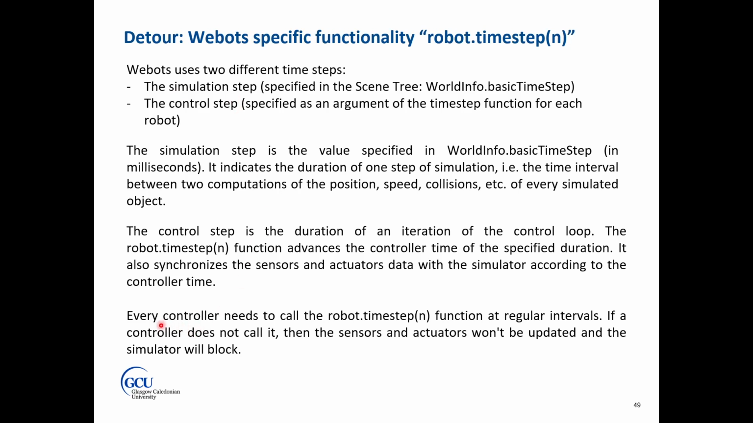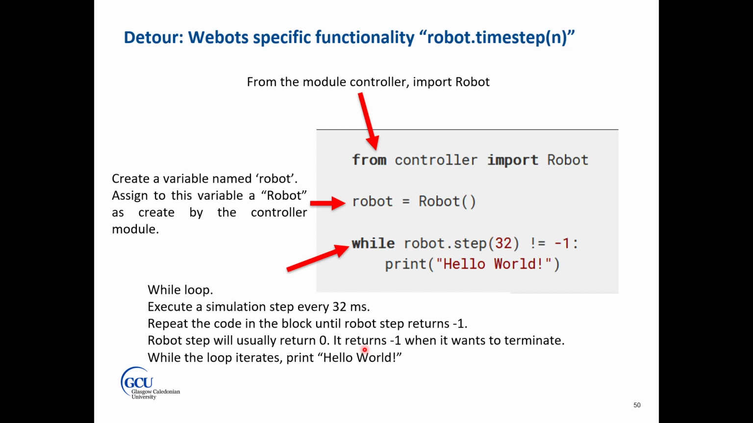Finally, the most interesting thing is that every robot controller needs to call the robot.timestep function at regular intervals. If a controller does not call it, then the sensors and actuators won't be updated and the simulator will block. So basically, if we want our robot to move around and receive things from the environment, we need to call this function. Hopefully, with the next example, this is going to be clearer.